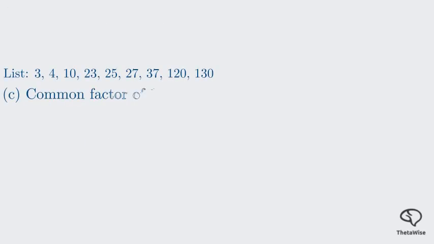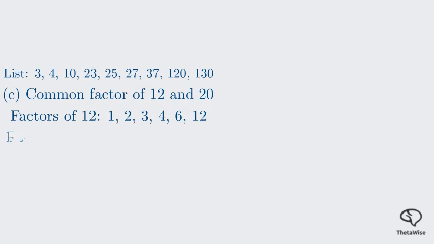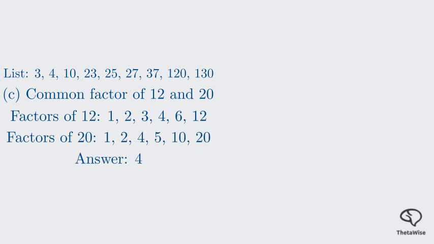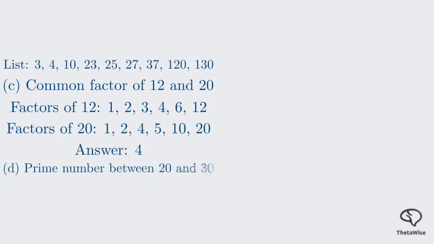Part C asks for a common factor of 12 and 20. Here are the factors of 12 and the factors of 20. The common factors are 1, 2, and 4. Looking at our list, 4 and 10 are there, but 10 is not a factor of 12, so the answer is 4. Finally, Part D asks for a prime number between 20 and 30.